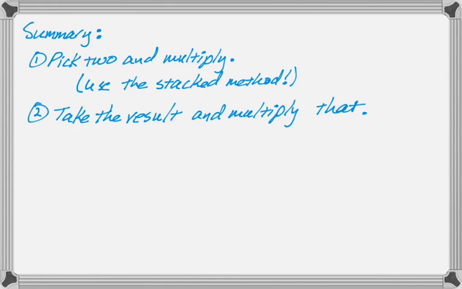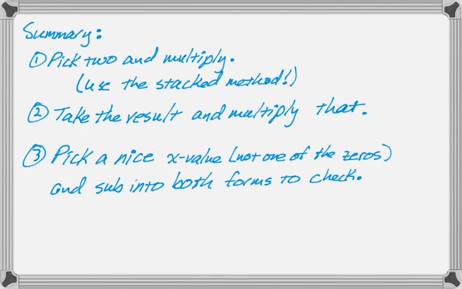And then finally, you definitely want to check. So pick a nice value of x and not one of the zeros, because if you pick one of the zeros, you could easily have screwed up and it'll still work out for weird reasons. So sub into both forms and check. You should get the same value back out. If you do, you got it right. If you don't, you know that you got it wrong, and you can go back and check.